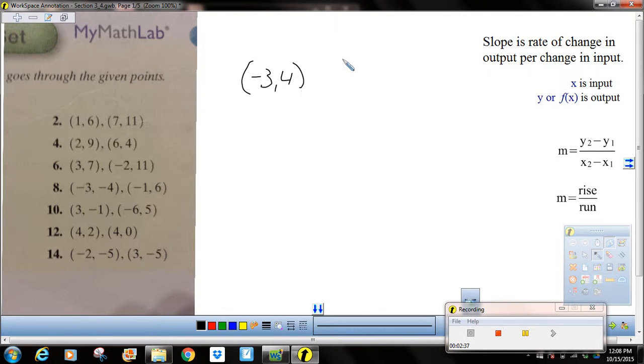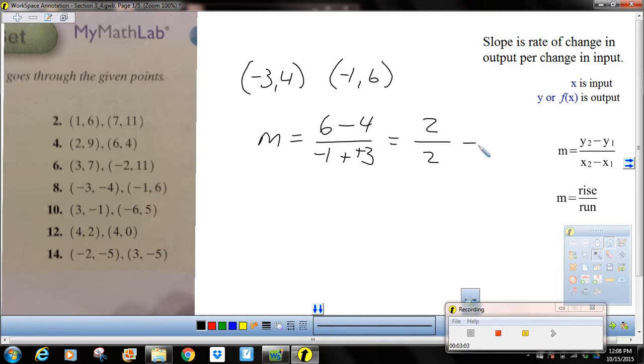You'll notice each time all I'm doing is I'm taking the second y value, subtracting the first one that gives me the change in y, and then I'm doing the same thing with the x's. So it's 6 minus 4 over negative 1 minus negative 3. 6 minus 4 is 2. Now right here where we have a minus negative, we need to make that addition, change the sign. Negative 1 plus 3 is 2. Slope here turns out to be 1. So for every time the x increases by 1, the y increases by 1.